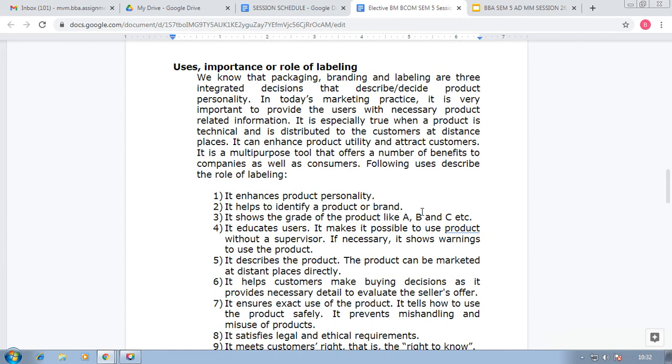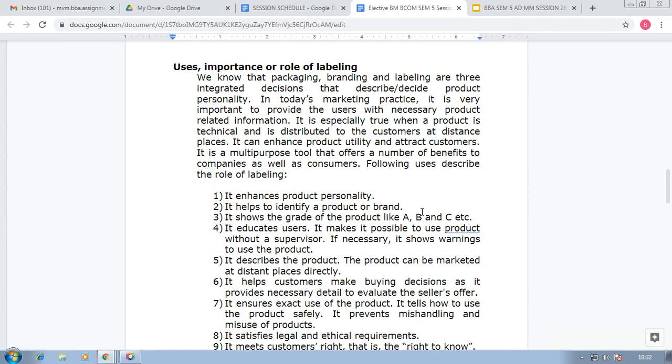As labeling offers lots of information to the customer, students, it educates users, and it makes it possible to use the products without supervision. It shows warnings to use the products in terms of precautions, in terms of expiry dates, and proper warnings. It will educate the users. It describes lots of information related to the products, and different kinds of products having different labels can be marketed in distinct places. If the product is packed, labeled, branded, it's easy for a marketer to distribute in different places.